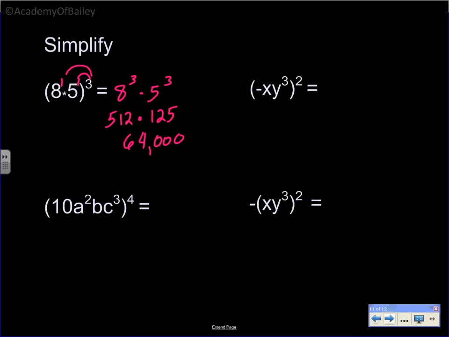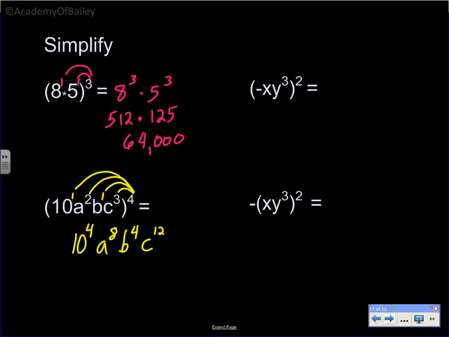The example down below is 10 to the 1st and b to the 1st. So 10 to the 1st raised to the 4th, that is going to be 1 times 4, which is 4. A squared raised to the 4th, 2 times 4 is 8. B to the 1st raised to the 4th is b to the 4th, 1 times 4 is 4. And the last one, c cubed raised to the 4th power, that's going to be c, and 3 times 4 is 12.